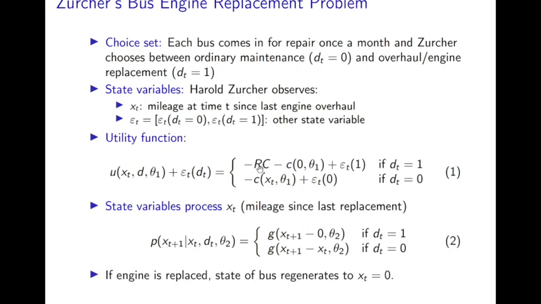The utility function is basically you pay a replacement cost if you replace the engine, and then you get a brand new engine, so you pay the operating cost of a brand new engine. If you keep it, you have to pay the operating and maintenance cost of a bus that has mileage X. Okay. Now, so this is the utility function. Then there are the epsilon shocks that shift the utility between the two alternatives, replace and not replace, which are IID extreme value. And then this state variable process is a regenerative random walk, where if you replace the engine, then the state of the bus is just regenerated to its initial value, say X equal to 0, or 0 mileage.